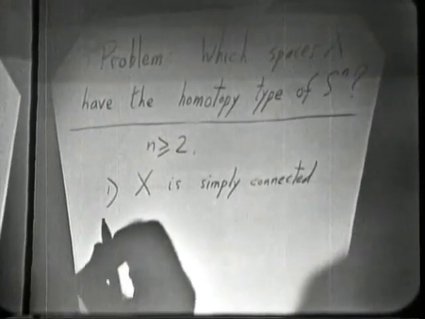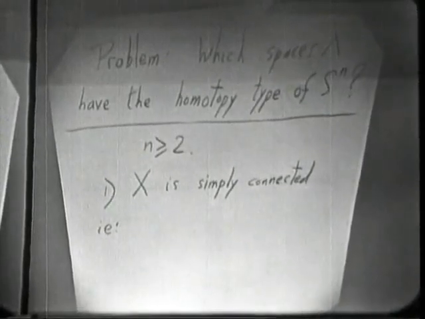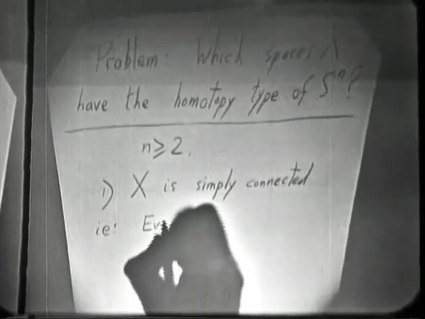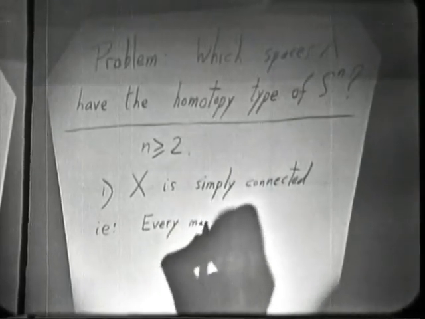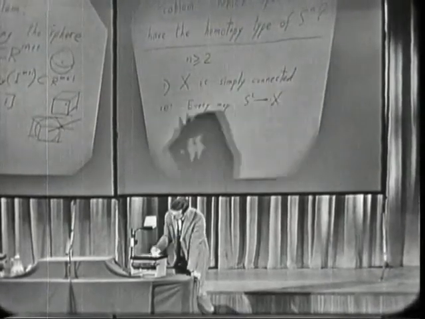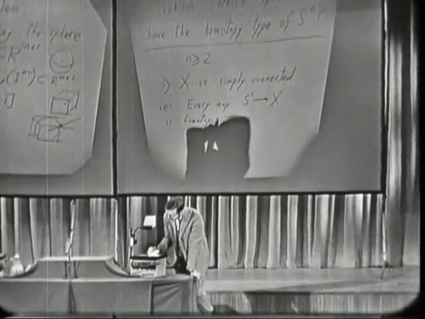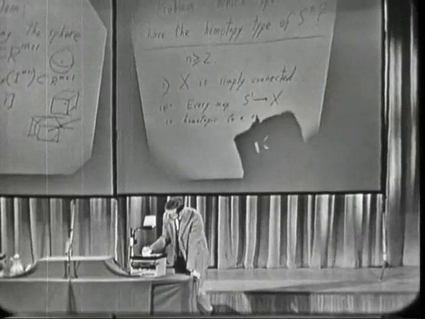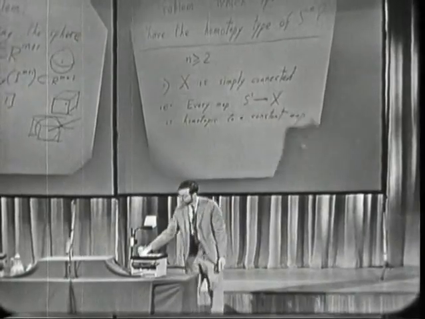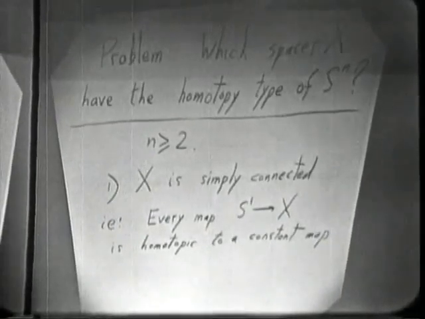What does it mean to be simply connected? That means that every mapping from the sphere S1 into X is homotopic to a constant mapping. Or an alternative definition in terms of the concept of covering space, X doesn't have any covering spaces which are non-trivial.